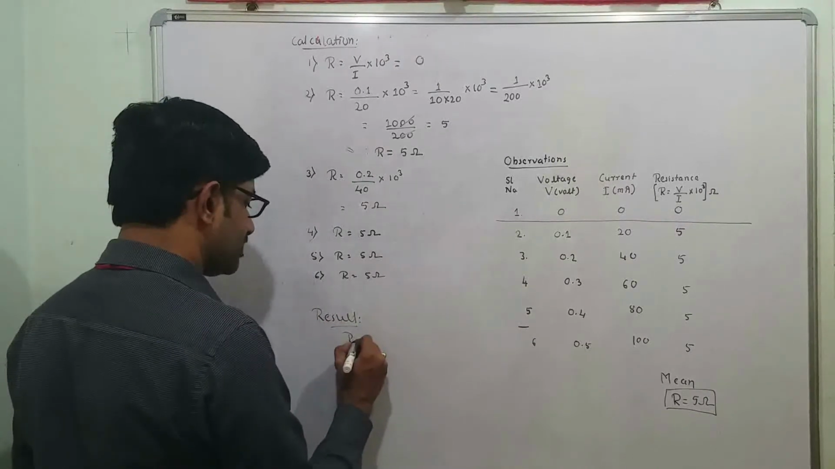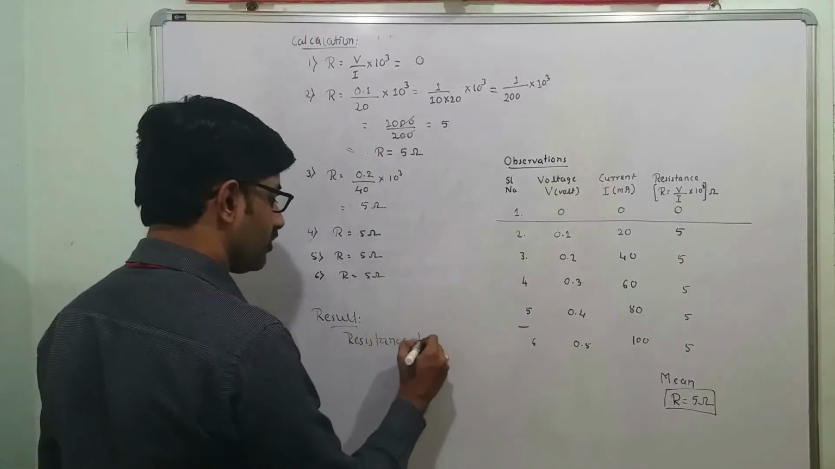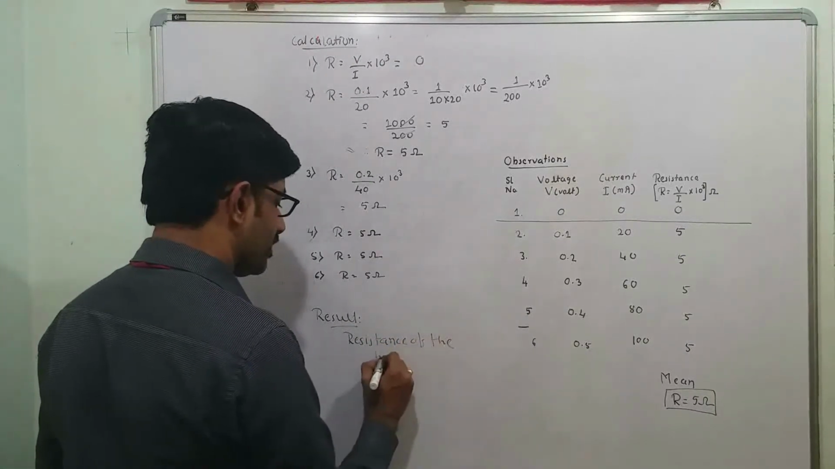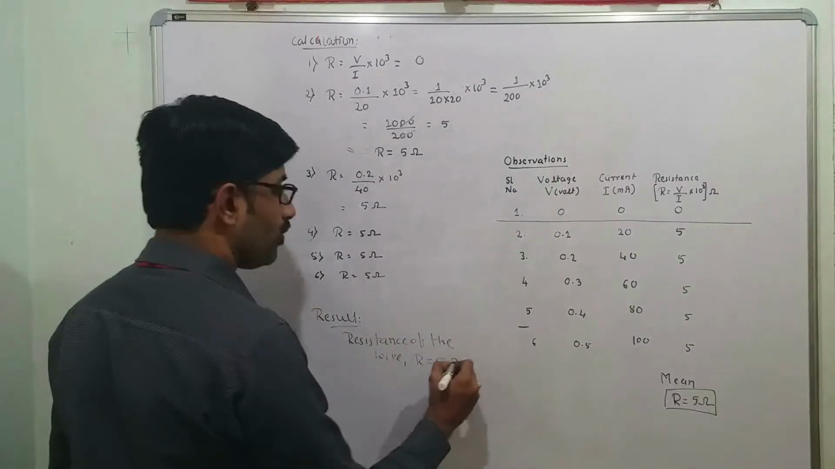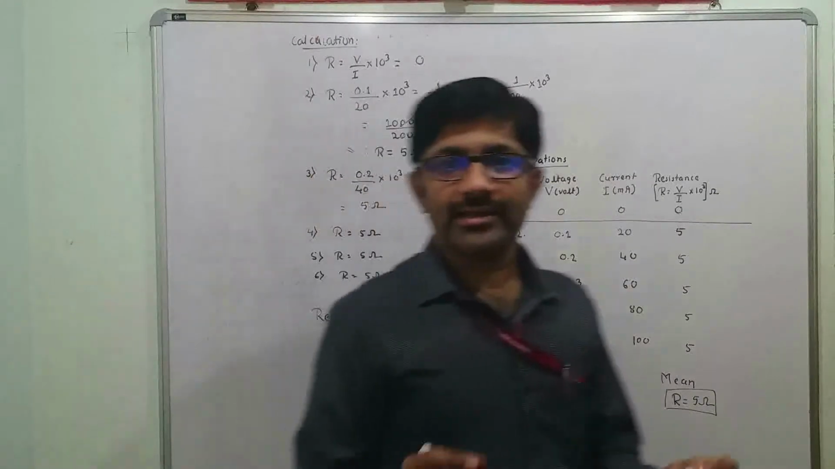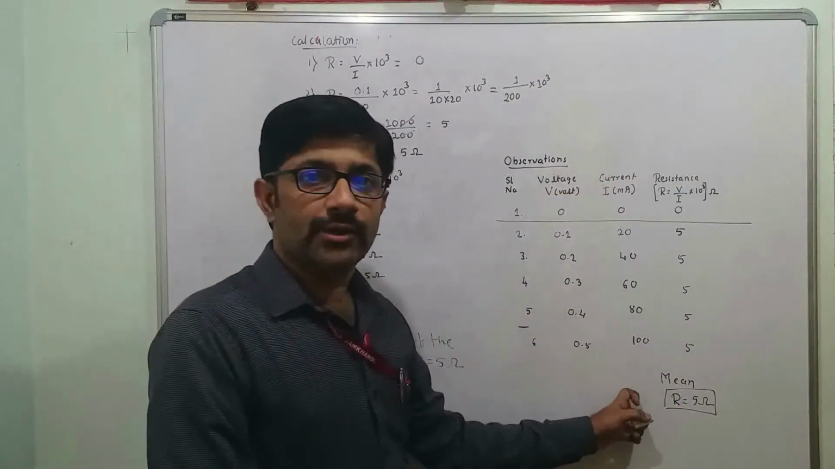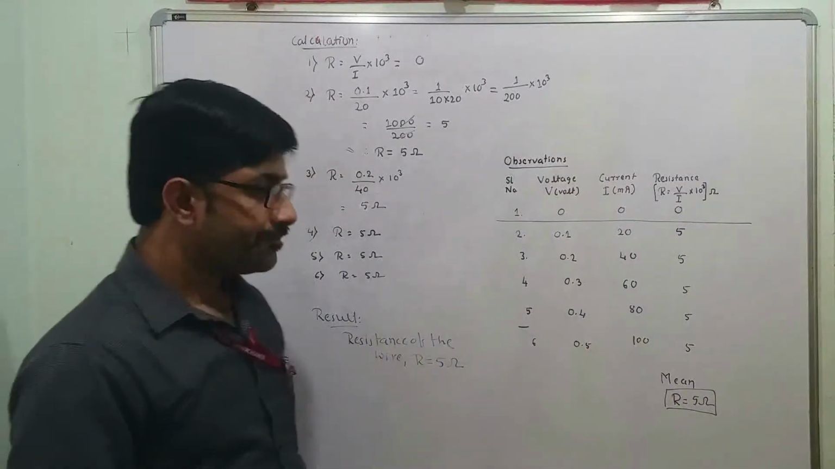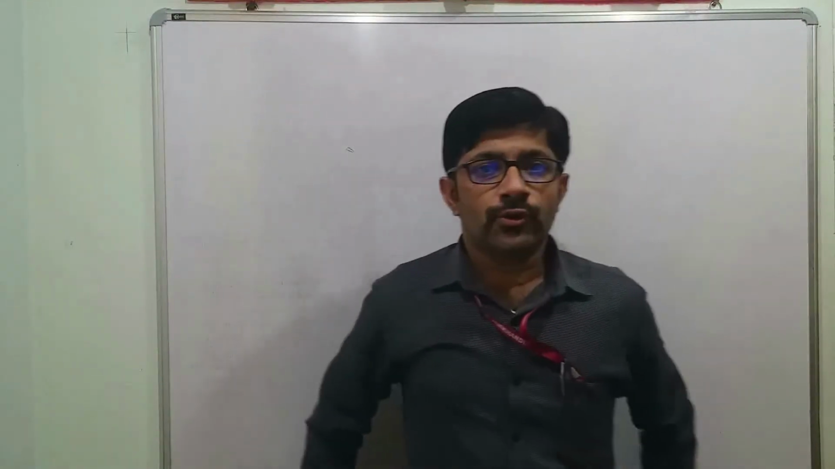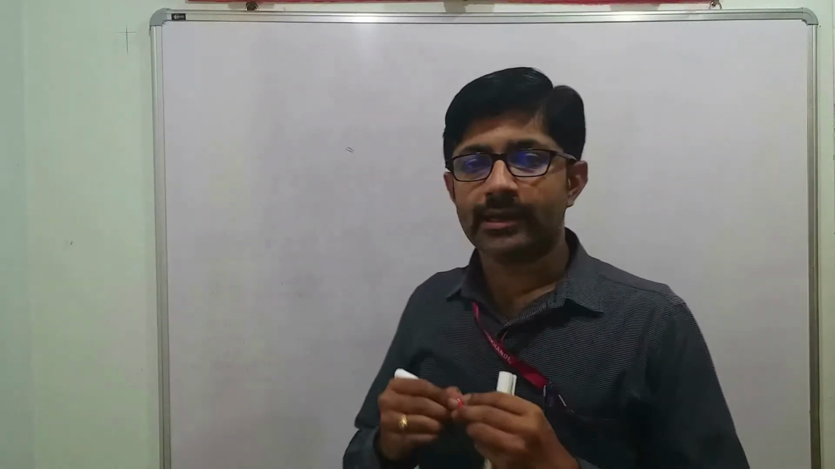So the resistance of the given wire, resistance of the wire R is equal to 5 ohm. Also note that instead of taking the mean or average, you can do it with the help of a graph too. Now let us move on to the next part, that is factors affecting the electric resistance.